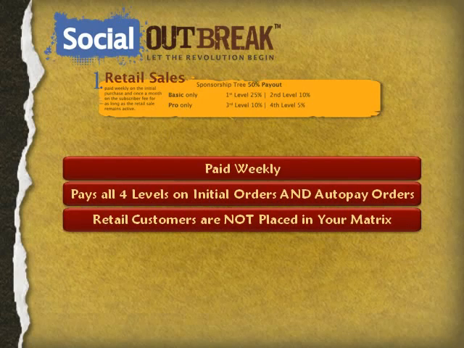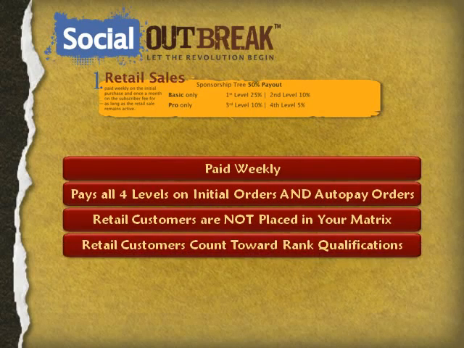The retail customers are not placed in your matrix. They live in kind of a parallel universe, and this is great because you don't want non-business builders, people that are not going to be recruiting, to clog up space in your fixed 3x9 matrix. This is in addition to that commission. But these retail customers do count towards your rank qualifications, which is terrific, because any combination of business builder IBOs you bring into the business or retail customers will count towards your qualifications to achieve higher ranks.